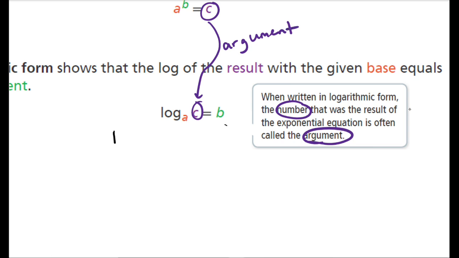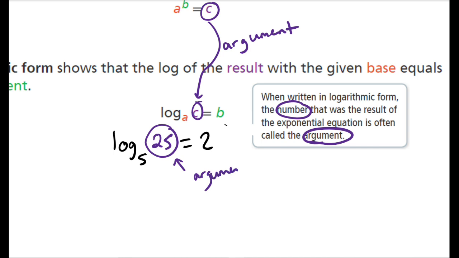So I'll give you an example. If you have log base 5 of 25 equals 2, well then 25 is my argument, okay? So that's just another vocab term. So if they mention argument, then that's what they mean.